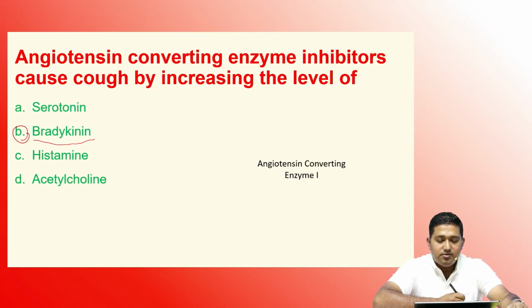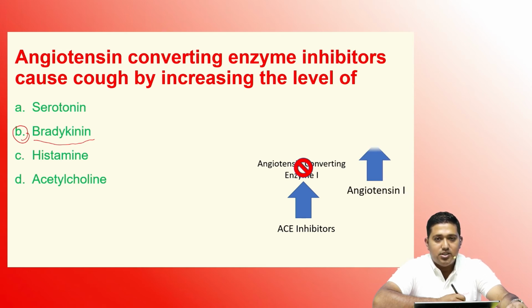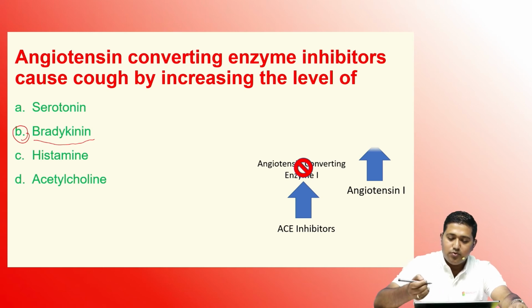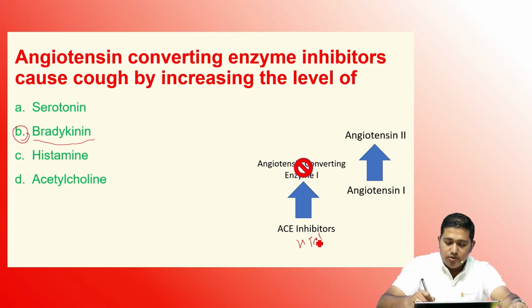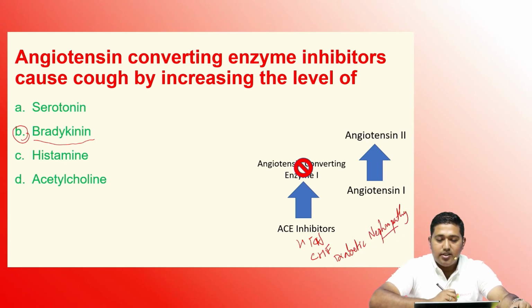ACE inhibitors are known to inhibit an enzyme called angiotensin converting enzyme 1. Okay. So what is the normal use of this ACE enzyme? It converts angiotensin 1 into angiotensin 2. What is the use of ACE inhibitors then? They are commonly used for the treatment of hypertension, congestive heart failure, and diabetic nephropathy. These are the three main indications of ACE inhibitors.